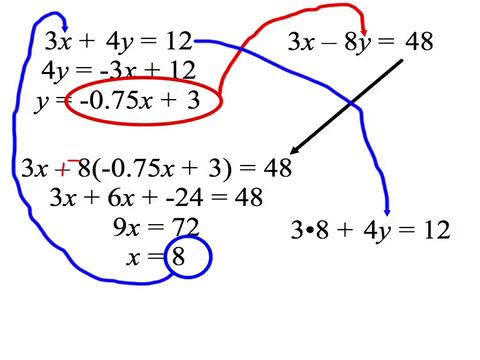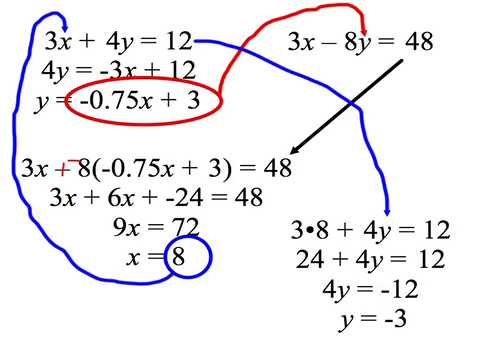And I go down here and find some space where I can write it out. And I substituted the 8 in. So I have 3 times 8 plus 4y equals 12. Well, 3 times 8 is 24. And then I add negative 24 to both sides, divide both sides by 4, and I get that y equals negative 3. And then I write my final answer, the solution to this system, as the ordered pair, 8, negative 3.